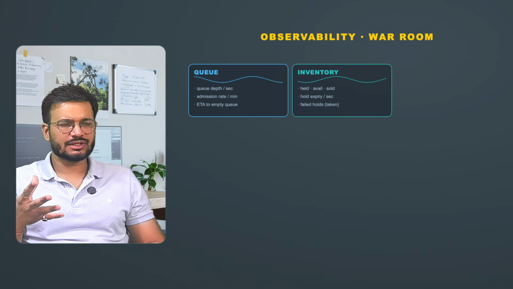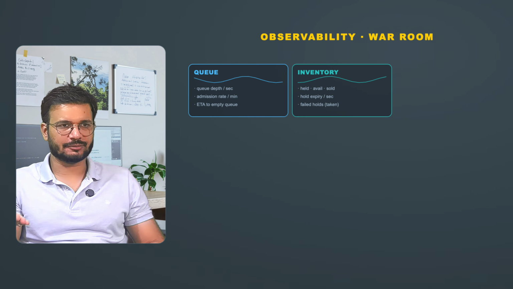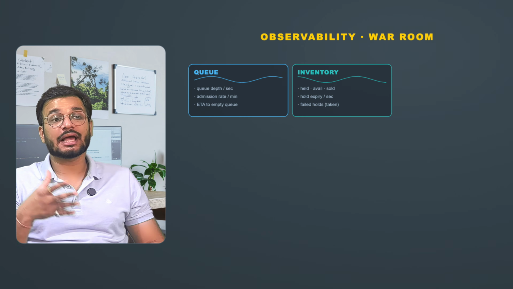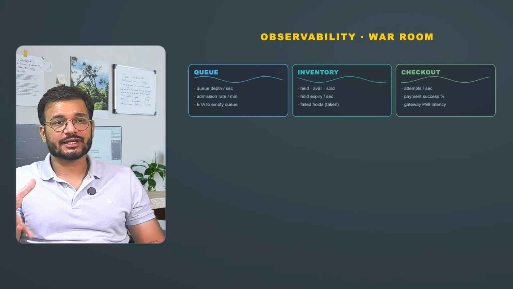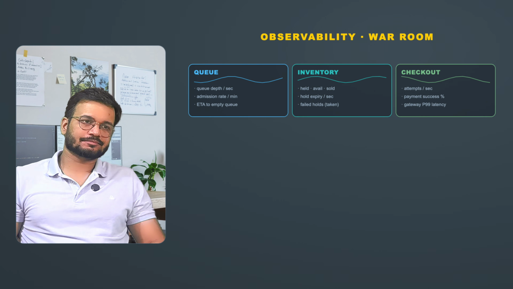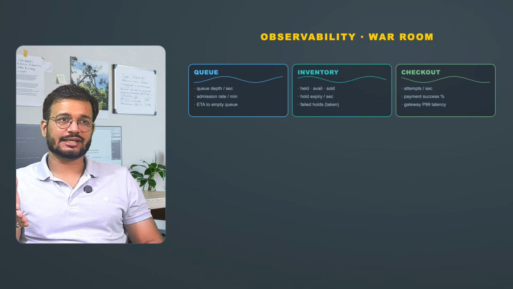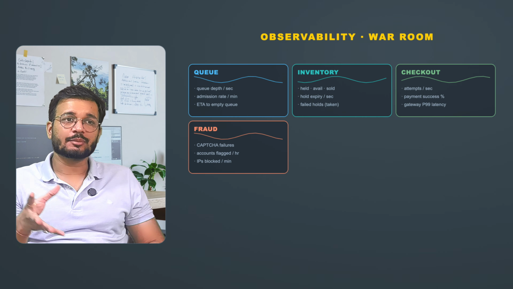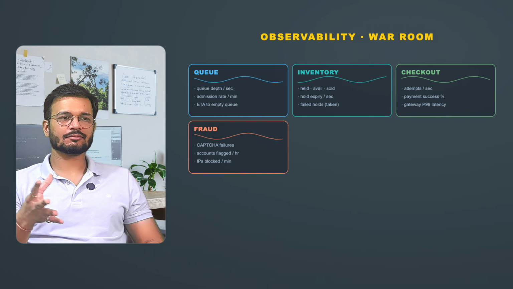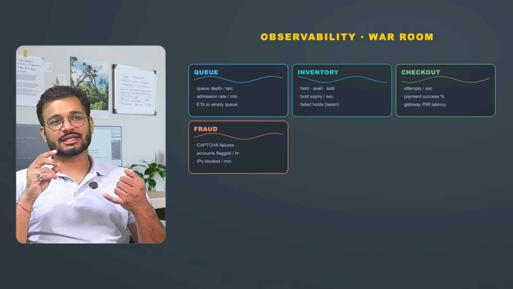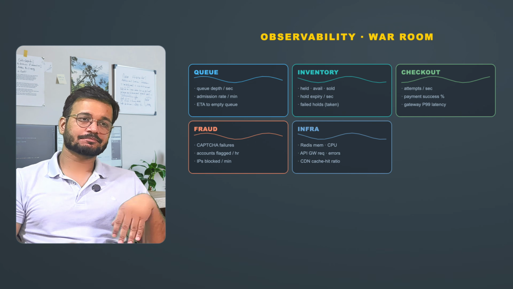In inventory metrics, we can have metrics like the seats held versus available versus sold per event in real time. We also talk about the hold expiry rate per second, where the seats are returning to the pool, then failed hold attempts, seats already taken. Then we have the checkout metrics. We measure here the checkout attempts per second, payment success rate, payment gateway latency P99, then the orders confirmed per second. In fraud metrics, we can talk about the CAPTCHA failures, account flags per hour, then IPs blocked per minute.